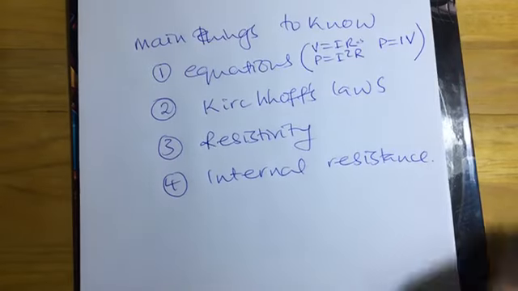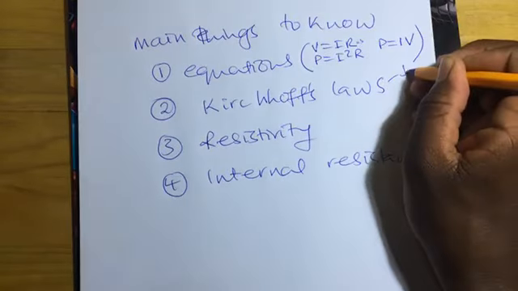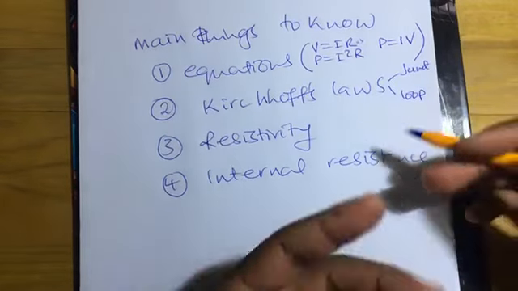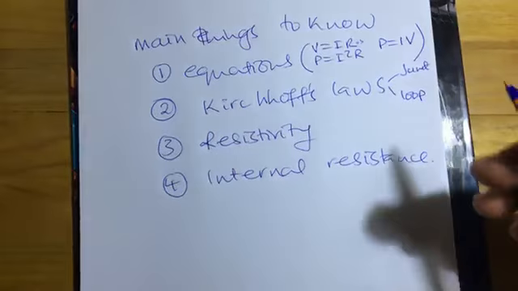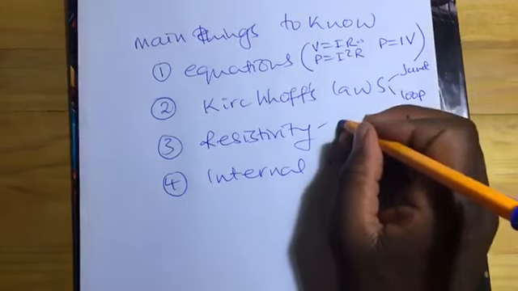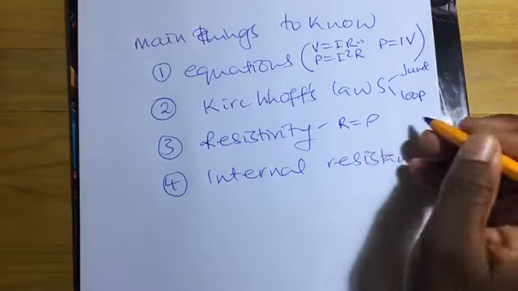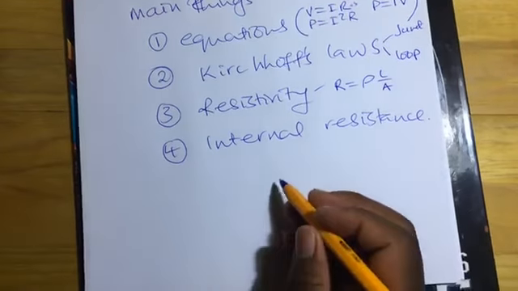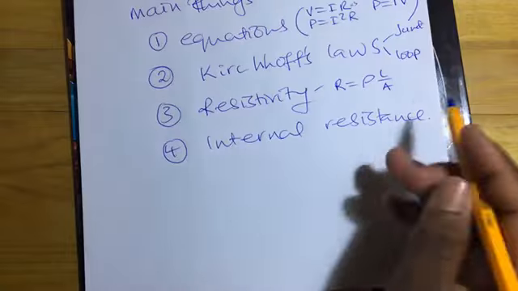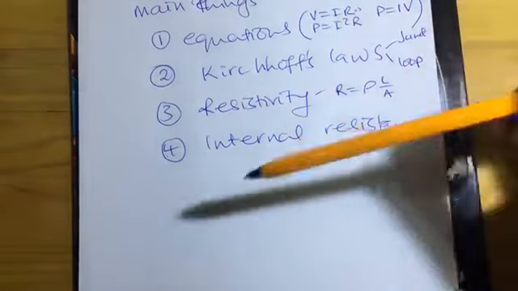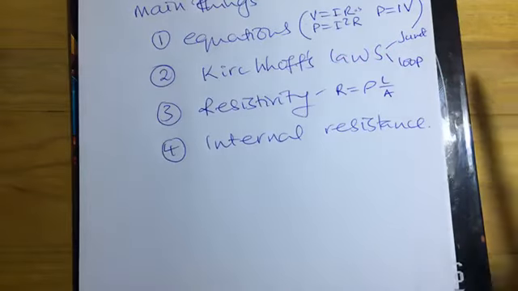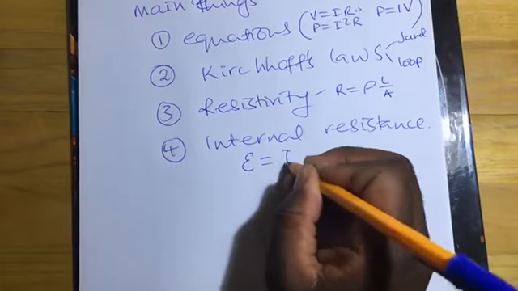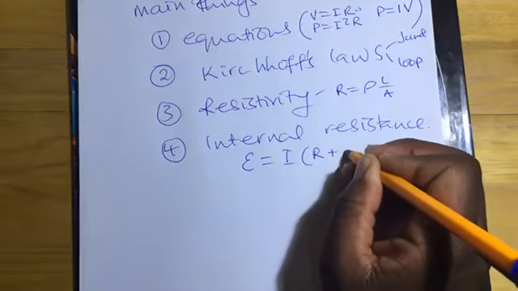Then Kirchhoff's laws, there are two laws that we're going to talk about: the junction law and the loop law. Sometimes some people call it a rule, some people call it a law. Then resistivity, just the equation, R is equal to rho L over A. Internal resistance, we'll have this equation when I show you one of the questions we are going to do: E is equal to I (R plus r).